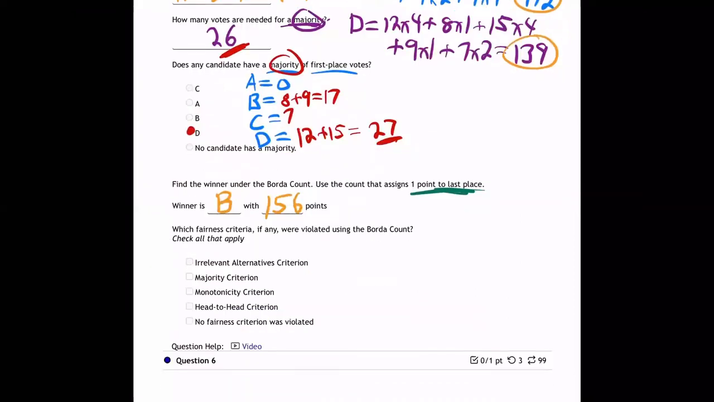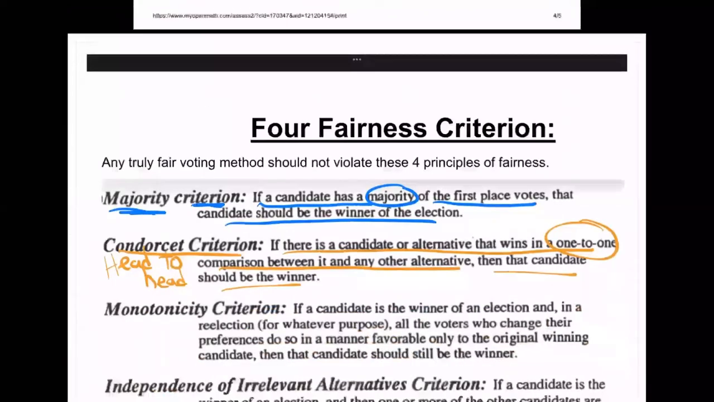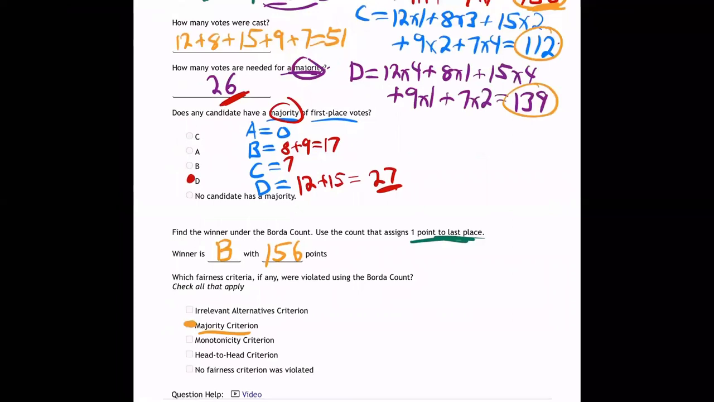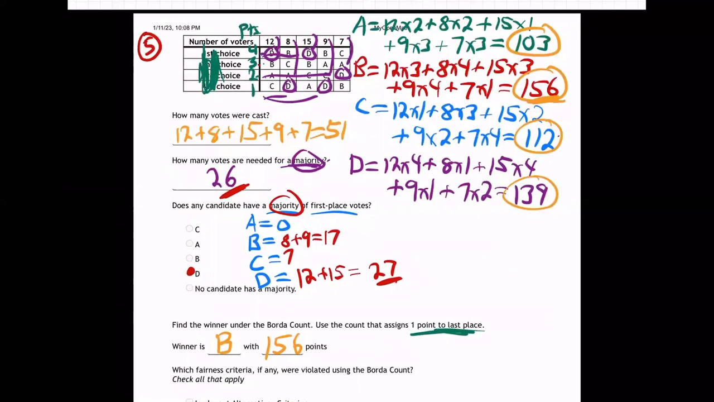That's not fair, right? So that violates the head-to-head criterion, also called Condorcet. Head-to-head was first put forward by this French guy named Condorcet. But wait, I'm sorry, I'm getting confused. Let me try that again. Majority criterion. I'll get to that other one in a minute. That violates the majority criterion because D had a majority. D had more than half of the first place votes, so D should win the election. But B actually won when we did the election using the Borda count method.